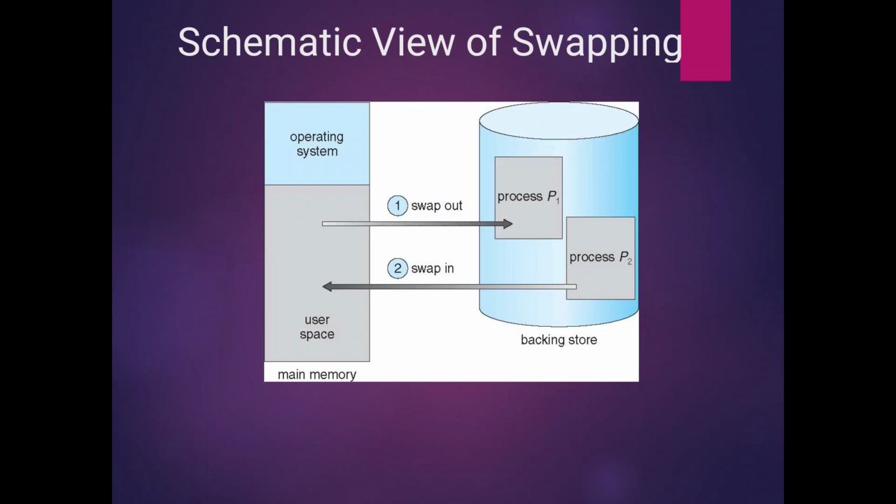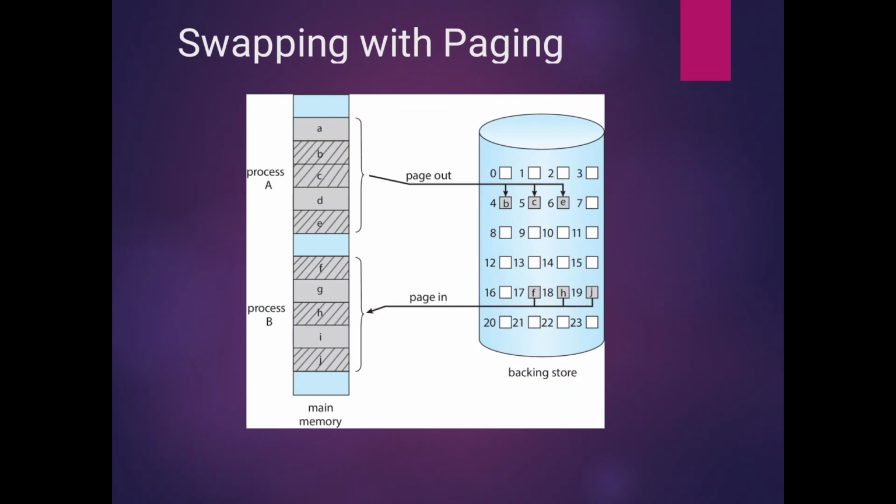So this is a schematic view of swapping, with the operating system and the user space, where we consider the backing store. If process P1 is not frequently used, then it is rolled out, that is swapped out, to the backing store. Then process P2, which needs to execute for further fast processing, is swapped in, or rolled in, to the user space. So that is the process of swapping. Swapping with paging: the pages which are not used continuously are correspondingly swapped in and swapped out.